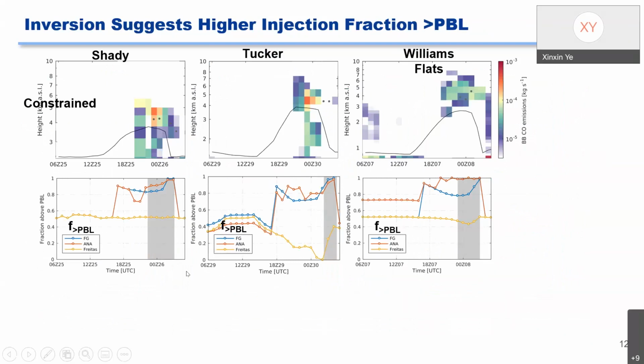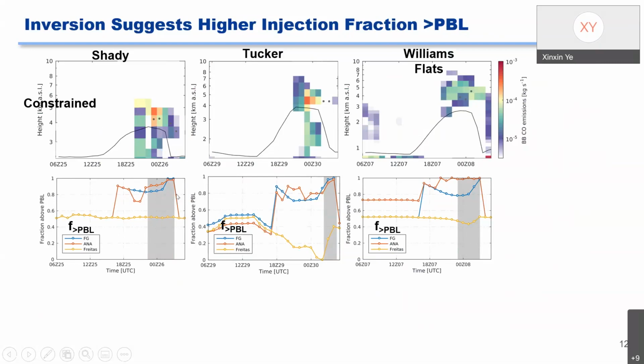So it has created a better agreement with the observed LiDAR extinction. Here, based on the constrained emissions, I'm showing the fraction of the smoke that is injected above the PBL. In each panel of the lower row, the yellow line is the default FIREX scheme, the blue line is the first guess of the inversion, and the red line is the analysis or the constraint result.